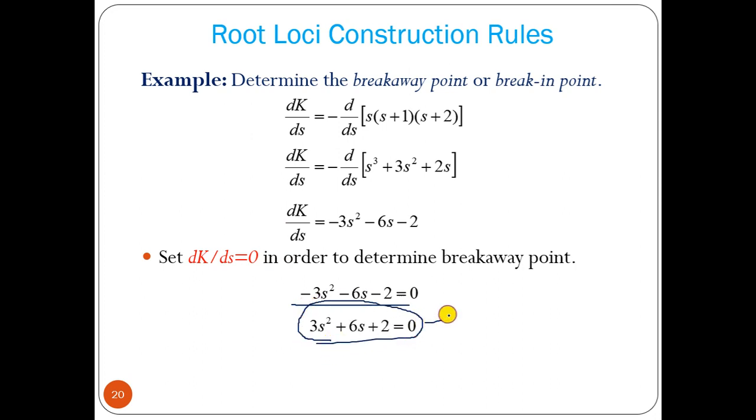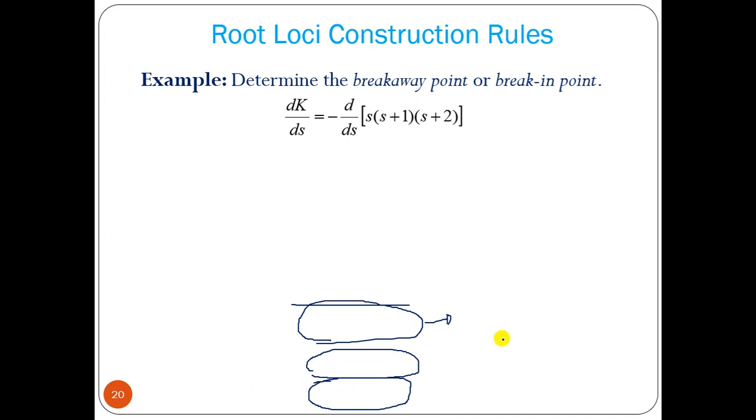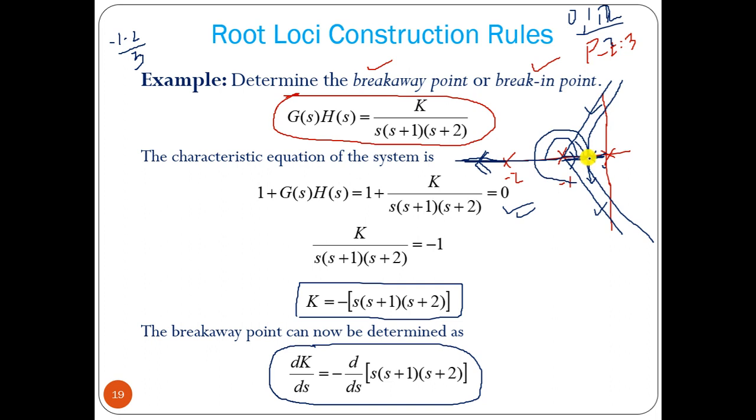This is a quadratic equation, so we will get two values. One value is -0.4, another one is -1.5. Now if you look into this example, this point -0.4 is here, which is on the root locus path.